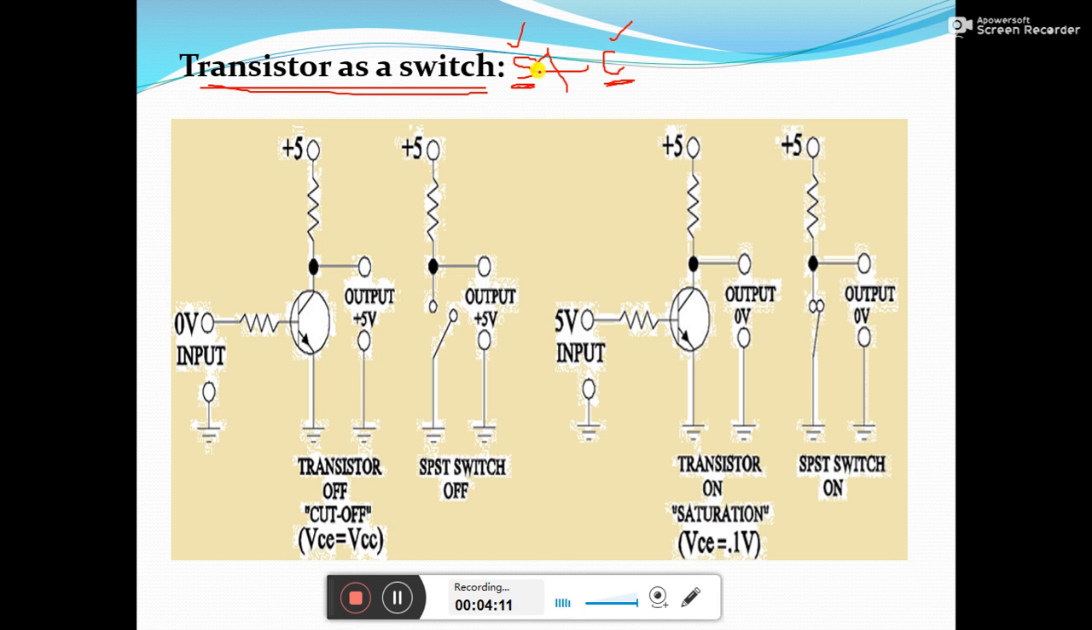So if you operate the transistor in saturation region, it can act like an on switch, and if you operate the transistor in cutoff region, it can act like an off switch. You can see here.